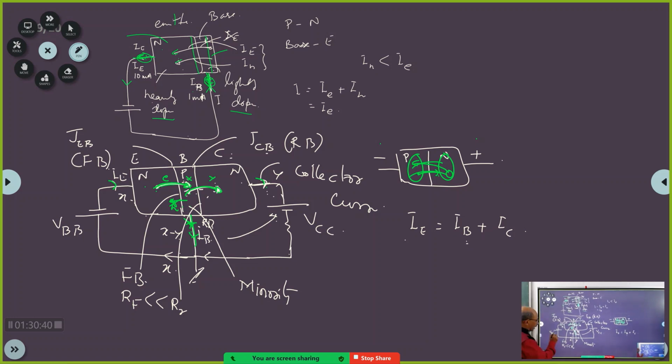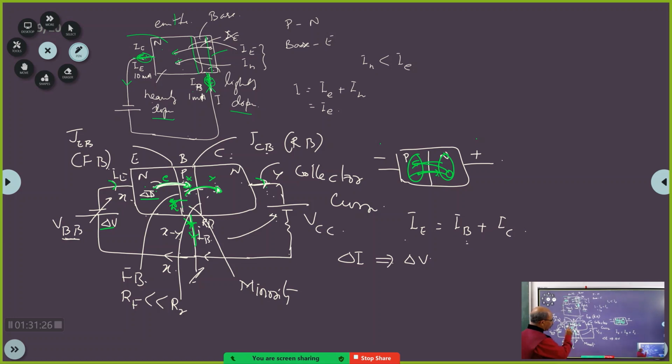So here you see, by slightly varying this VBB, we are able to vary this current. By slightly varying this, we are able to slightly vary this current. Correct? I can see the variation here. If I vary this by delta V, this current is varied by delta I. So I will get delta I variation corresponding to delta V variation.